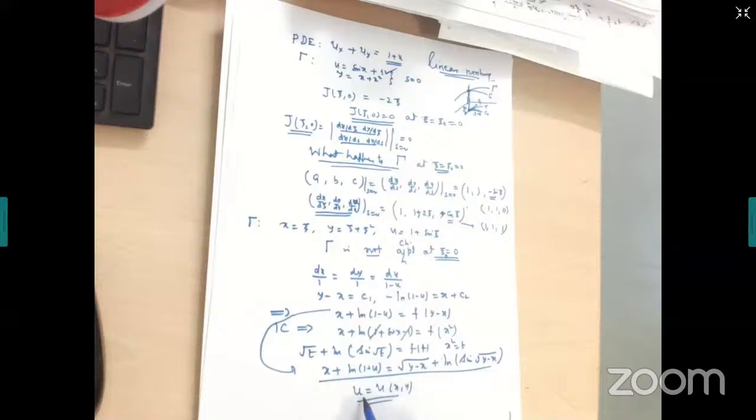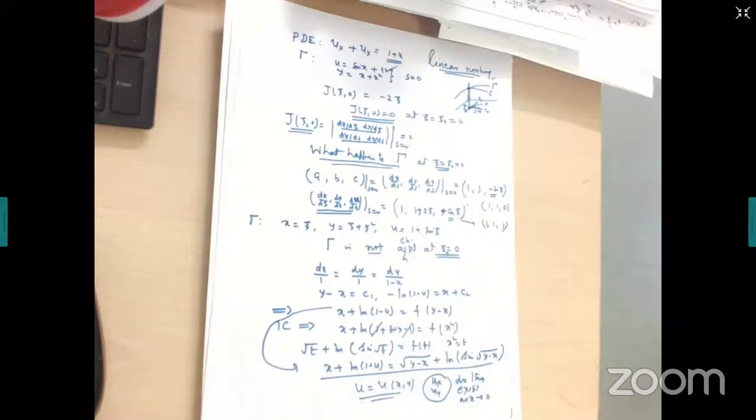What I say is that you get a solution u is equal to u of x, y. Now please check whether ux and uy exist as x goes to 0 from right, and you will find that they do not exist. Means the solution exists, but it is not of class C1.